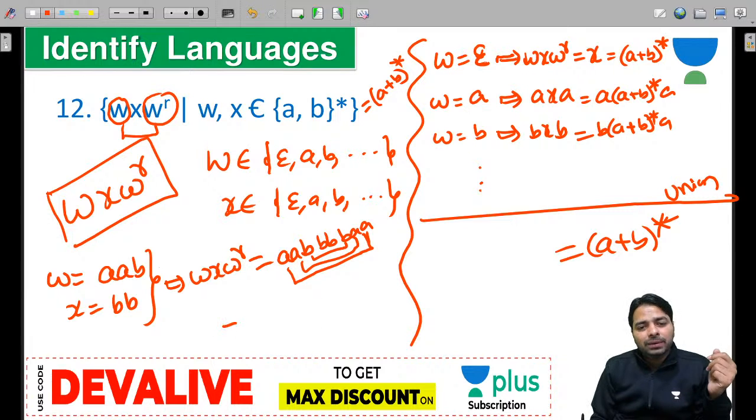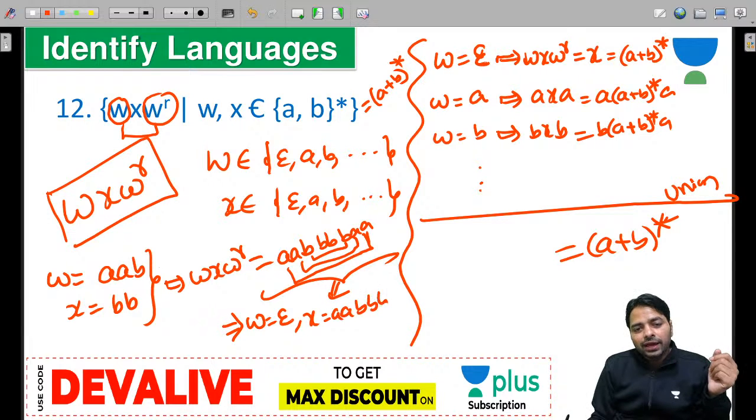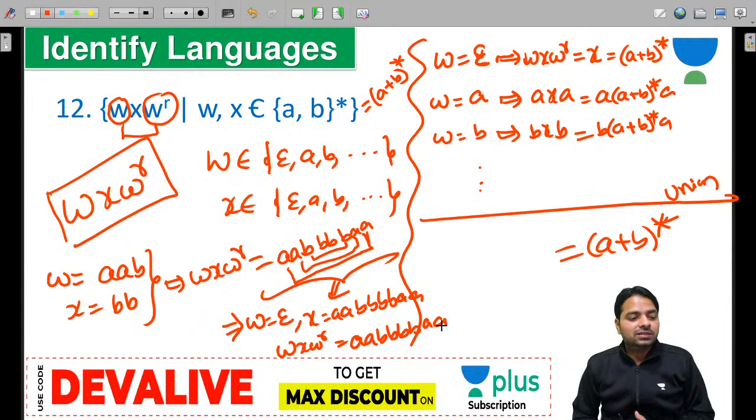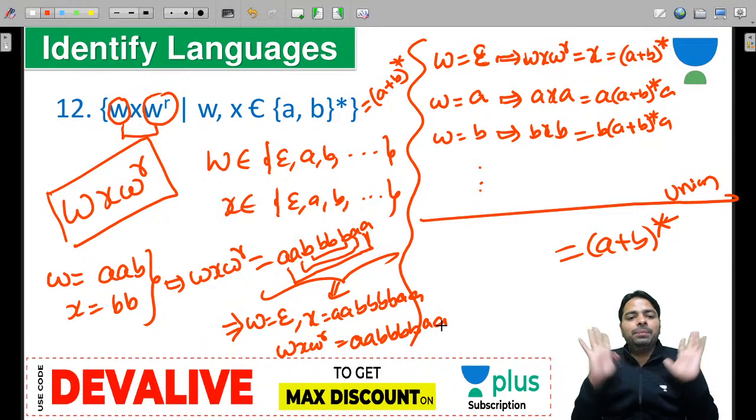I will not check that dependency. What I do is solve the same problem some other way. I will put W as epsilon and X as the whole string, and the same string comes, guys. This is exactly what you are looking for. The way you are looking at it and the way I am looking at it is different. Everybody clear on that point? So please don't assume you have a dependency.